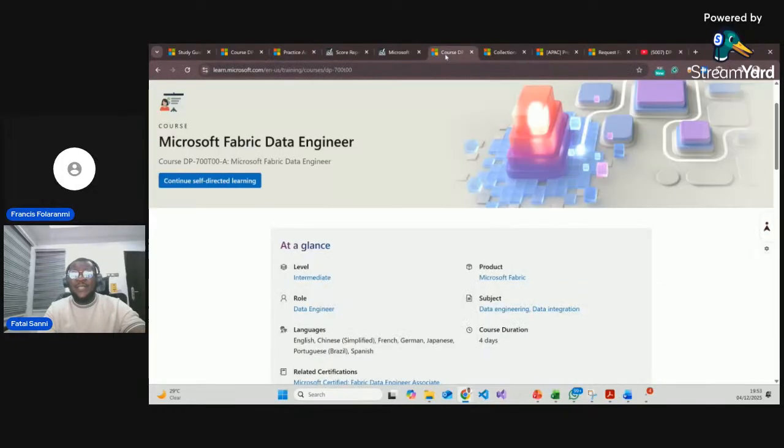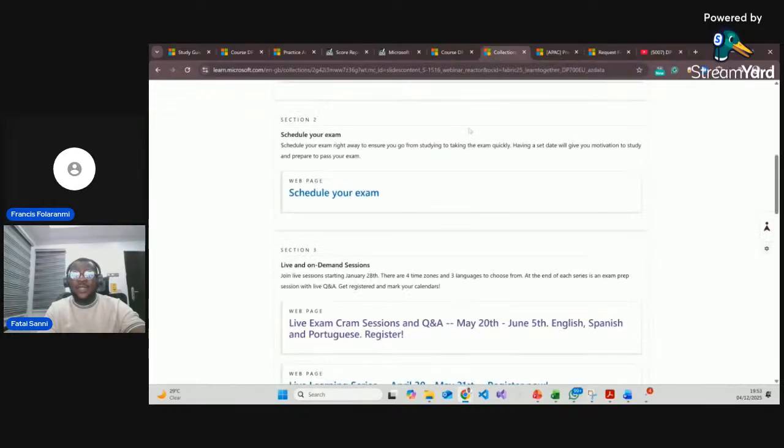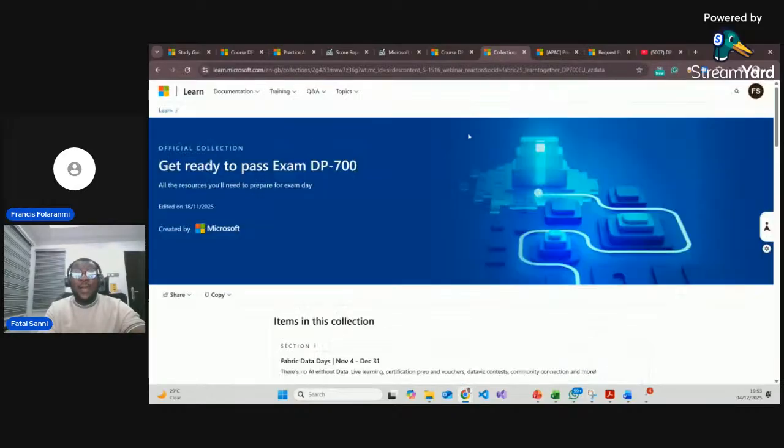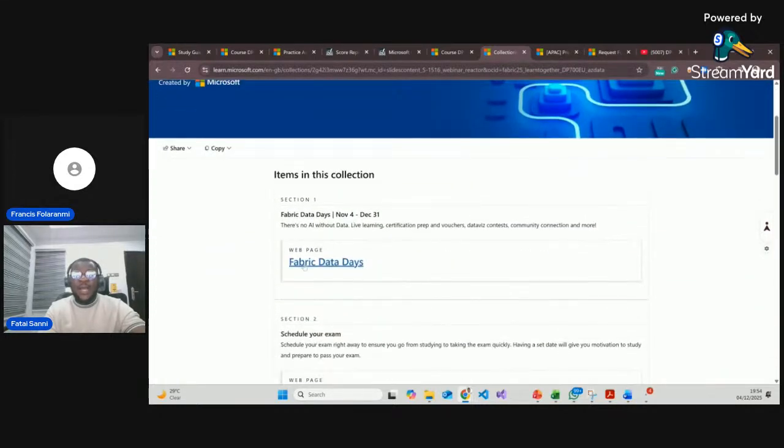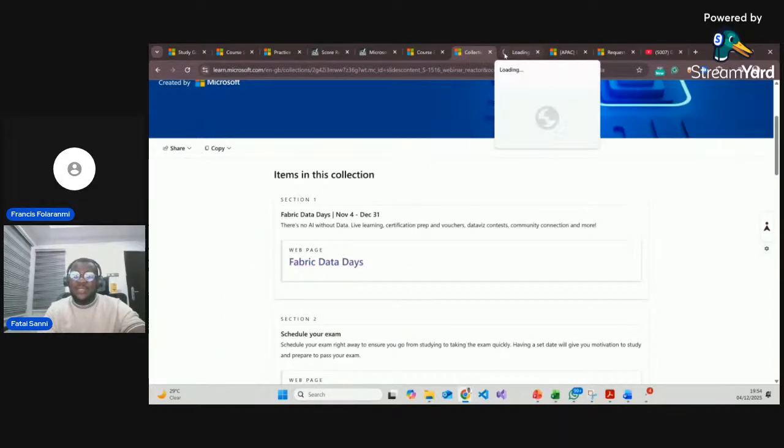Okay. Another way you can prepare for this exam is to go through the prepare link that the host is going to drop in the chat, which is this link, DP700 prepare. So this also gives you all the detailed information for you to prepare. You can go through the Fabric Data Days page. A lot of us should have access to this already. If you go through the Fabric Data Days, there are some community-based sessions that you can go through to pass this exam.